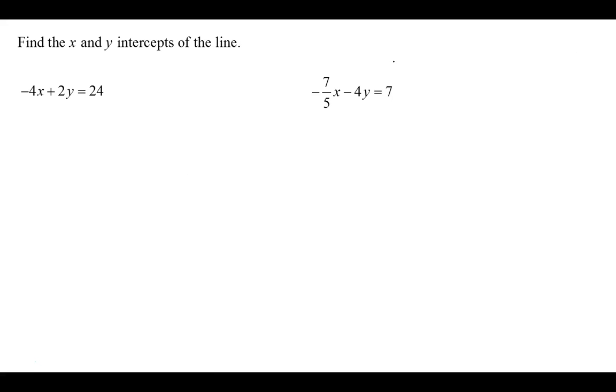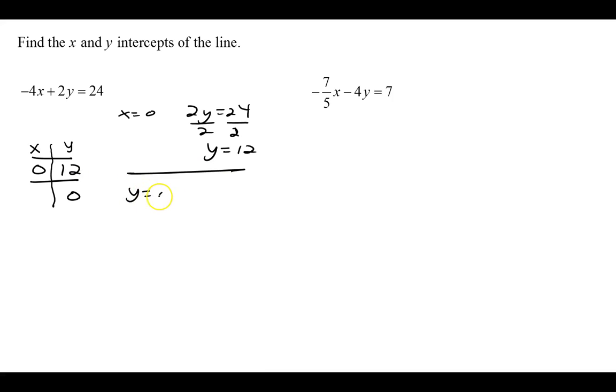Find the x and y intercepts of the line. And so we're setting x equal to 0. Maybe let me do just a little chart here. When x is 0, we want to find y, and when y is 0, we want to find x. And so when x is 0, this equation becomes 2y equals 24. And we divide by 2 to get that y is equal to 12.